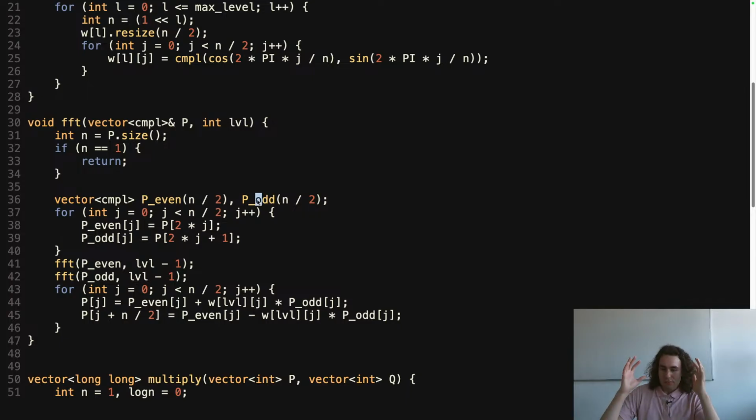Basically what this code here does is reorder the values of p. It first puts the even values of p and then the odd ones, and then we recurse on the first half of p and then on the second half of p. And we first do it recursively, so let's look at this.